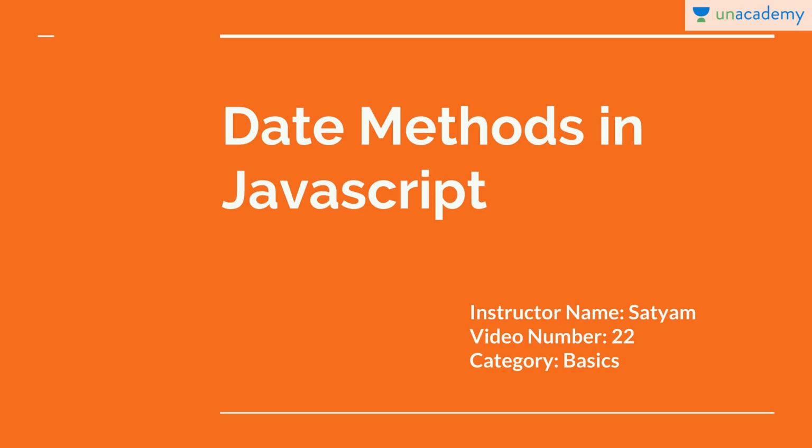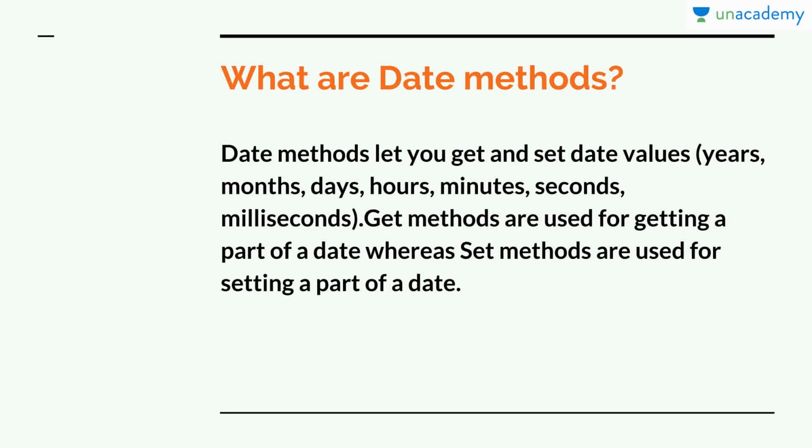So now let's see what are the date methods. Date methods let you get and set the date values. Like you can get the date values from the browser, and you can also set the date according to your desire. You can get the years, months, days, hours, minutes, seconds, and even the milliseconds. And you can also set all these values. So you can see how powerful JavaScript is in creating the date methods. Date methods will help you to play around with time.